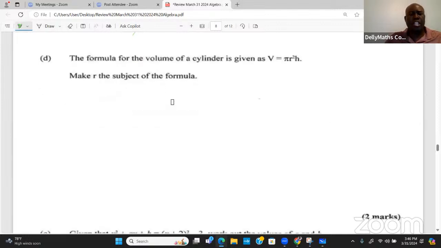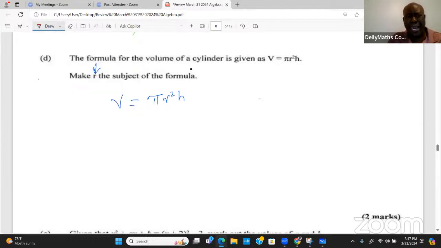Transposition is also a part of the whole thing that you get. So it says the formula for the volume of a cylinder is given as V is equal to pi r squared h. So that's the volume of a cylinder. Make r the subject of the formula. So what we have is V is equal to pi r squared h, and the intention is to make r the subject.